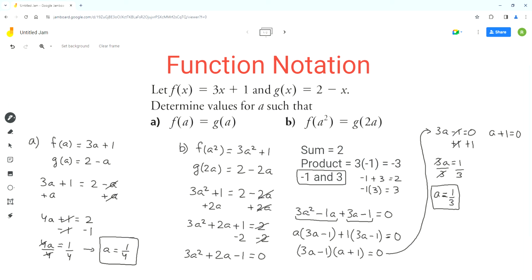Now we can work on the second case, and for the second case we just have to subtract 1 from both sides. So the ones on the left side cancel each other out and we get a equals -1. So this is the second solution, or second value of a, for part B. So for part B we got two values of a that satisfy the given equation f(a²) equals g(2a).